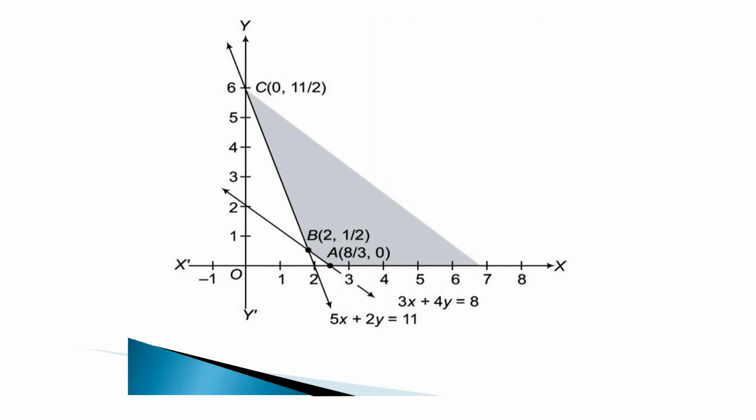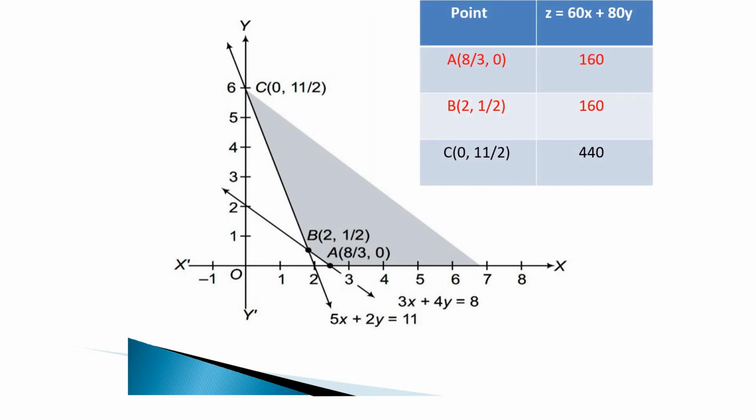It is once again unbounded region, and extreme points are A at (8/3, 0), B at (2, 1/2) and C is (0, 11/2). Value of the objective function z is equal to 60x plus 80y. At A it is 160, at B it is once again 160, and at C it is 440.